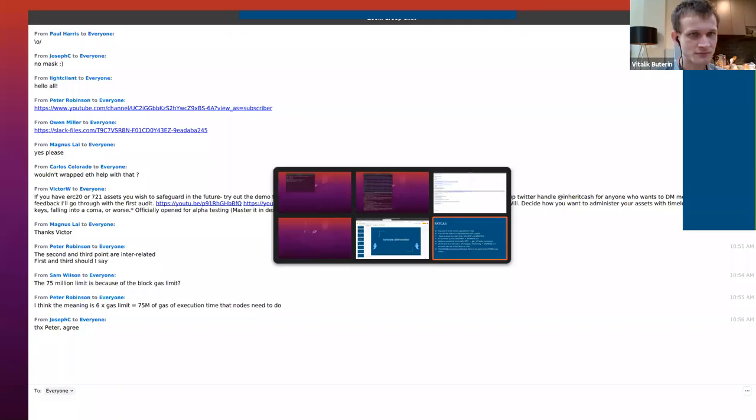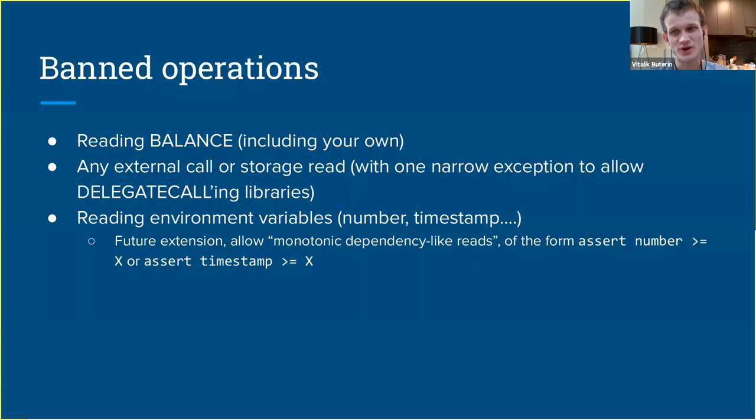So banned operations, this is the really important piece. This is things that you cannot do during verification code execution, right? So this is things that you cannot do before pay gas. One is reading balance, and this means including reading your own balance.